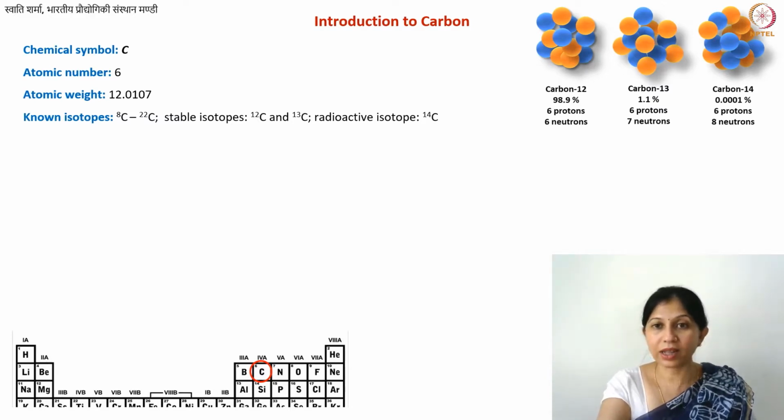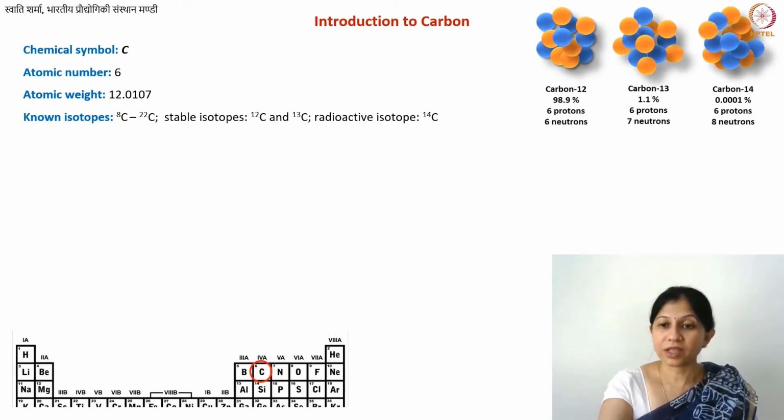In the case of carbon 12, you have 6 protons, 6 neutrons. These protons and neutrons I have shown just as spherical particles for easy representation. In the case of carbon 13, which is about 1.1% in nature, you have 6 plus 7. In the case of carbon 14, which is only 1 ppm, parts per million, in nature, you have 6 protons and 8 neutrons.